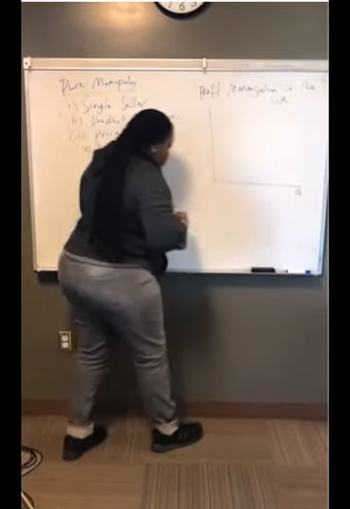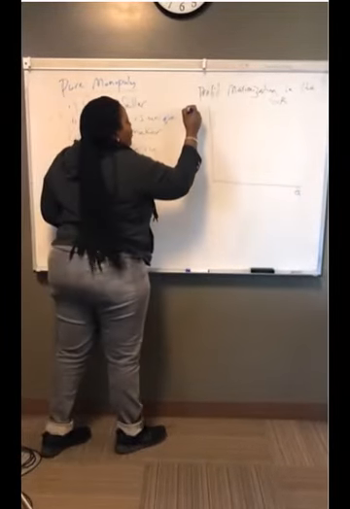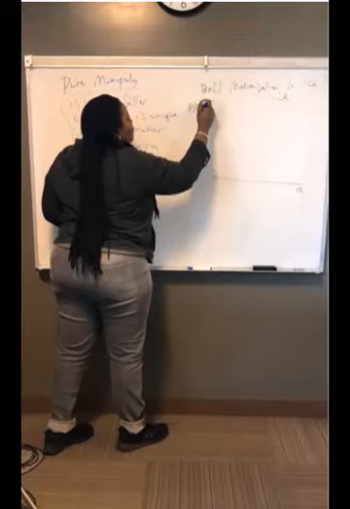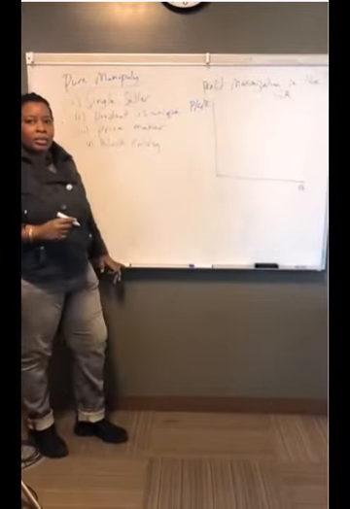Here is your quantity. And here we're going to be measuring price, cost, and revenue. Okay? PCR, price, cost, and revenue.